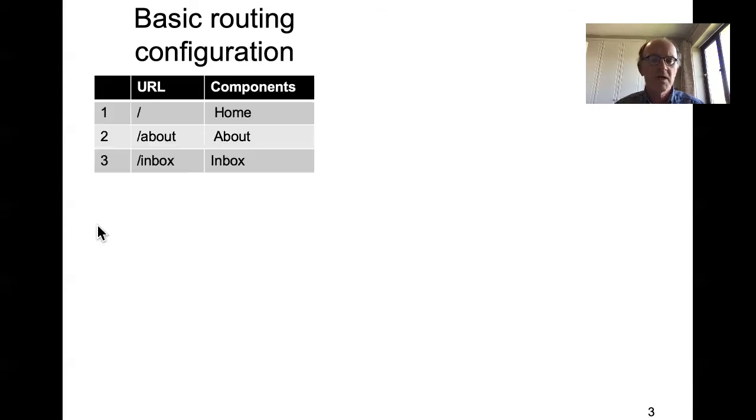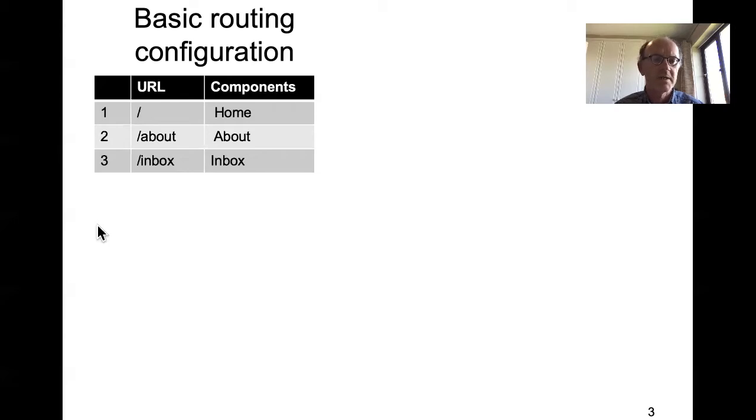So let's suppose we have this objective. We have this app and we want it to have 3 views. The root view, which is going to be our home page, let's say. There's going to be a view which will have the URL /about, and that's going to display my about page. And I have another view which is going to have the URL /inbox, and that's going to display my inbox page. Let's say this is some sort of email client that we're developing here.